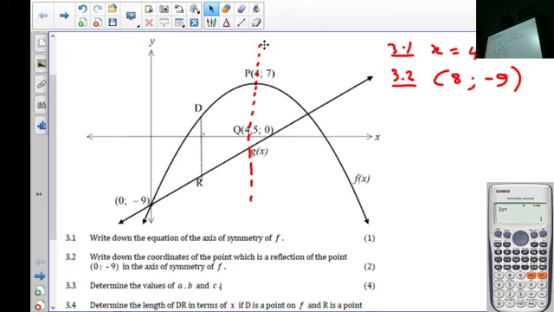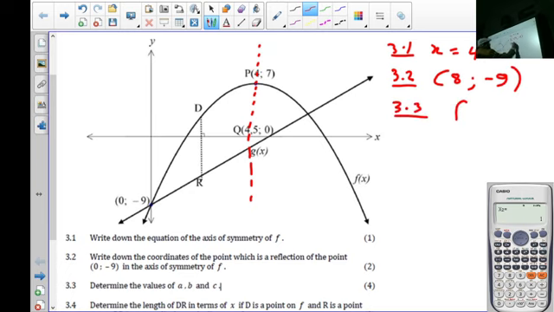The next question says determine the values of a, b, and c. So where do a, b, and c come from? a, b, and c is from the equation of the parabola, which is ax squared plus bx plus c. It's the equation of your parabola.